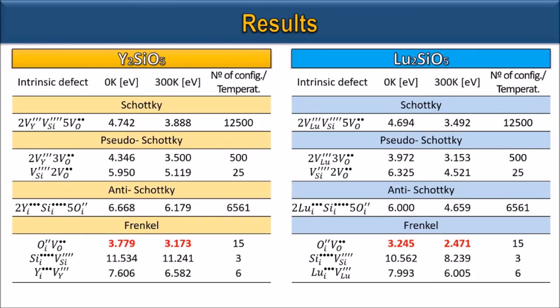So, the lowest solution energy for each type of defect calculated for each structure is presented in this table, as well as the number of different configurations that were calculated. It is interesting to note from this table that increasing the temperature from 0 to 300 Kelvin, all the solution energies decrease, and for the oxygen Frenkel defects in lutetium silicate, the reduction was around 24%.